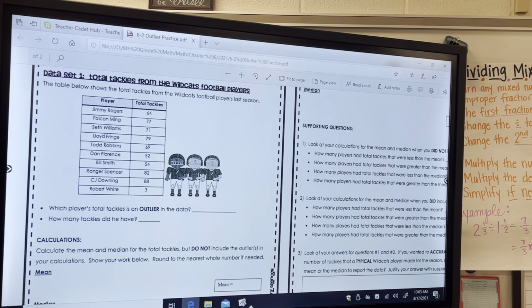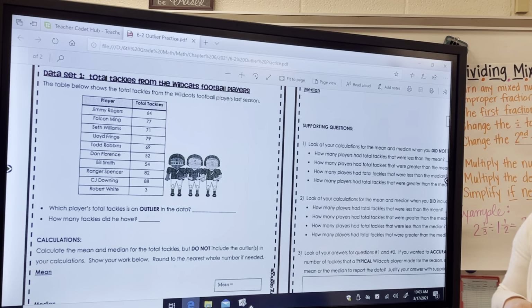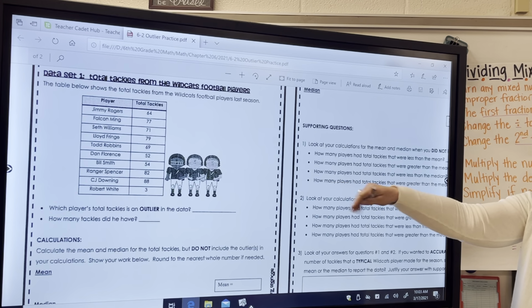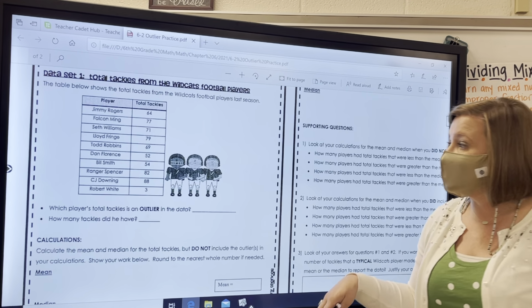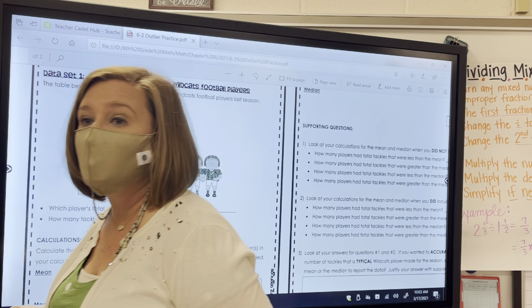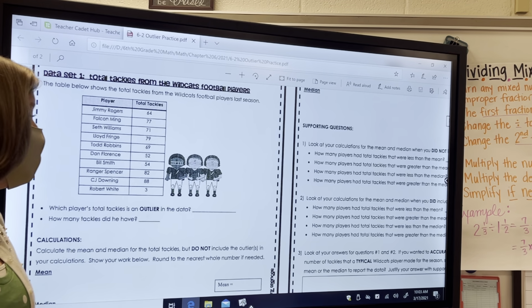All right, so this table shows the total tackles from the Wildcats football players last season. So we have several players here. They've listed their names and their total number of tackles for the entire season. The first one says, which player's total tackles is an outlier in the data?